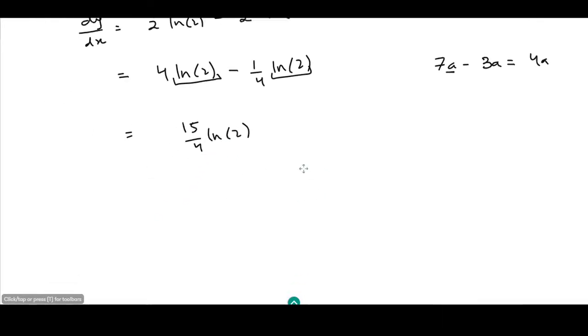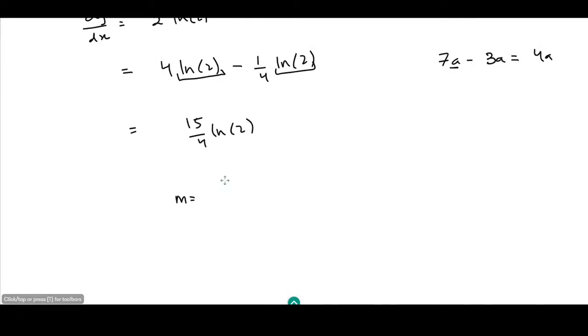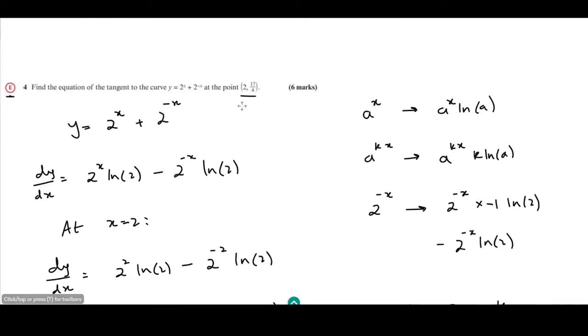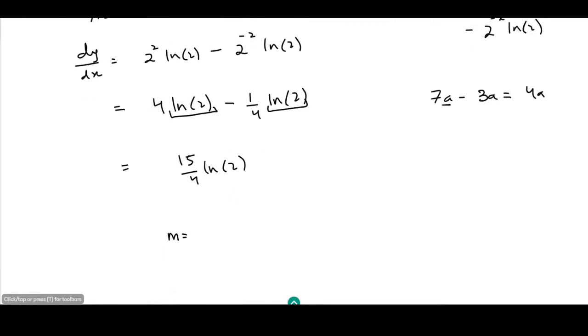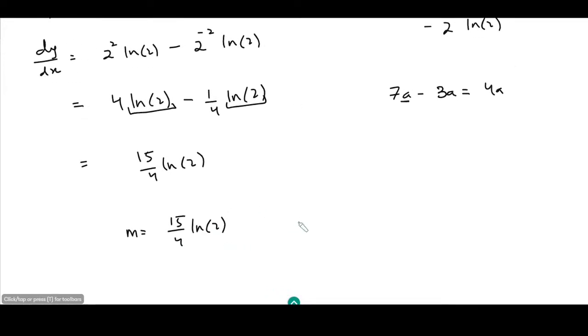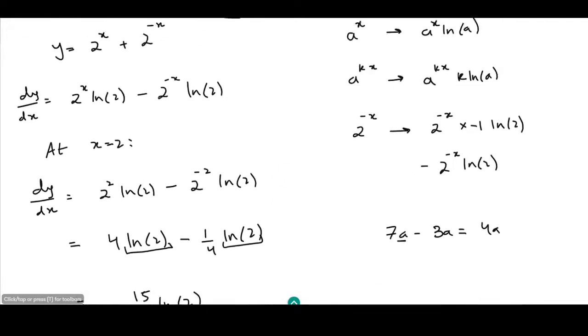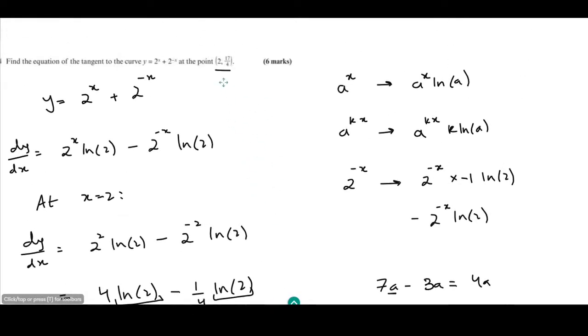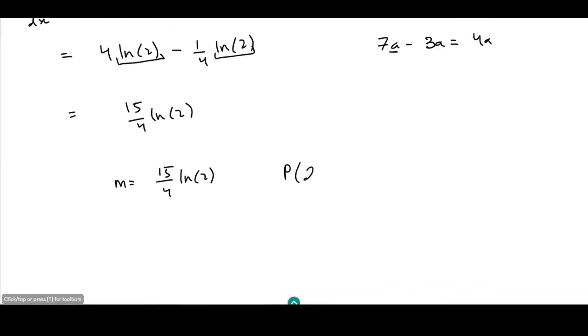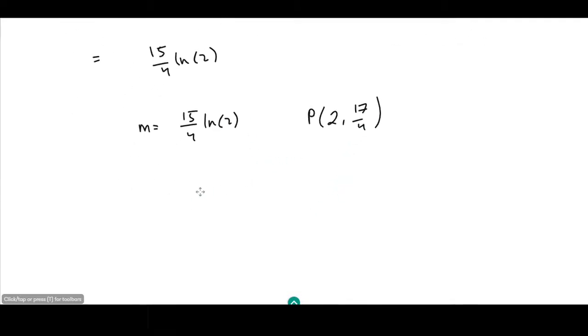Okay, so we found the gradient at the point 2, 17 over 4, and the gradient is 15 over 4 ln of 2. And they want us to find the equation of the tangent at the point P, let's call it 2, 17 over 4. So now we have all the tools we need to find the equation of the tangent, and this should be pretty simple. You've done this through GCSE and year 1.